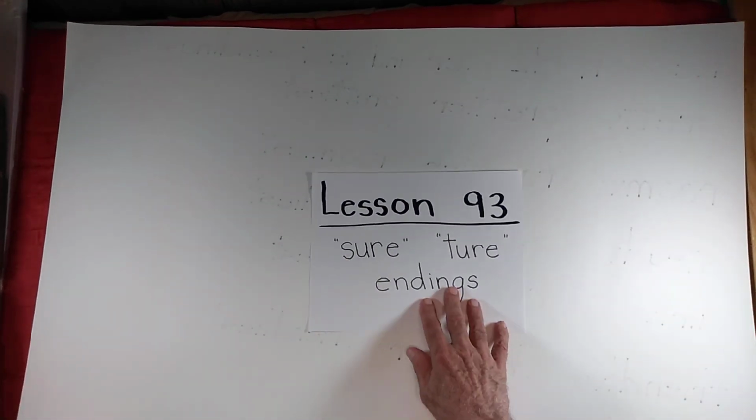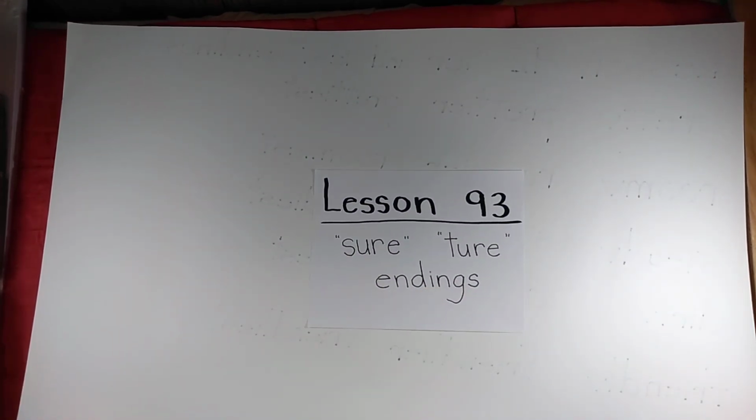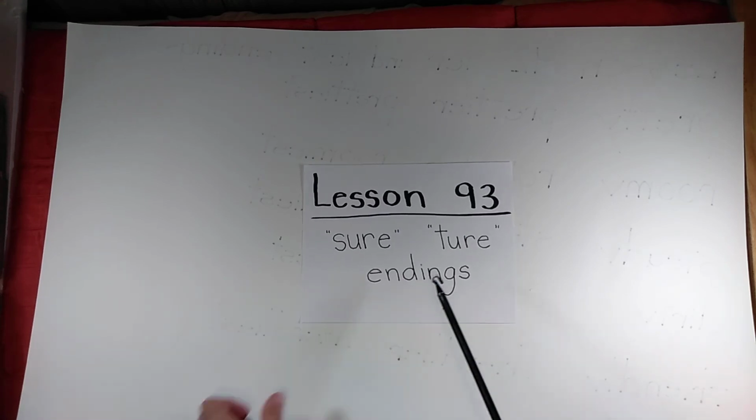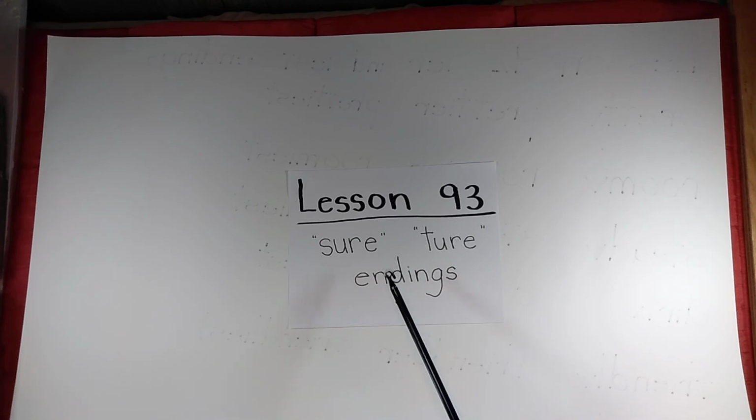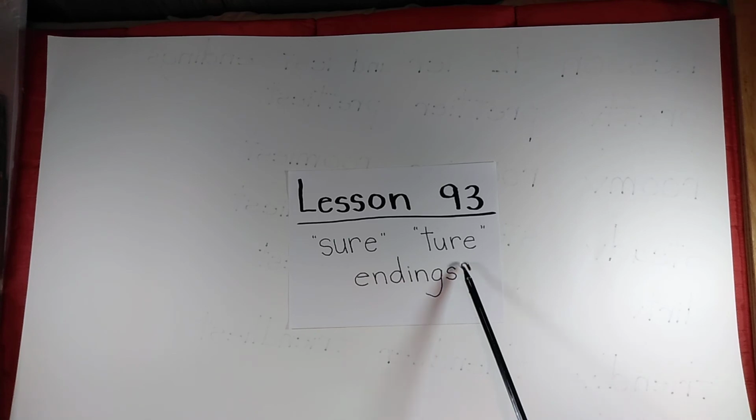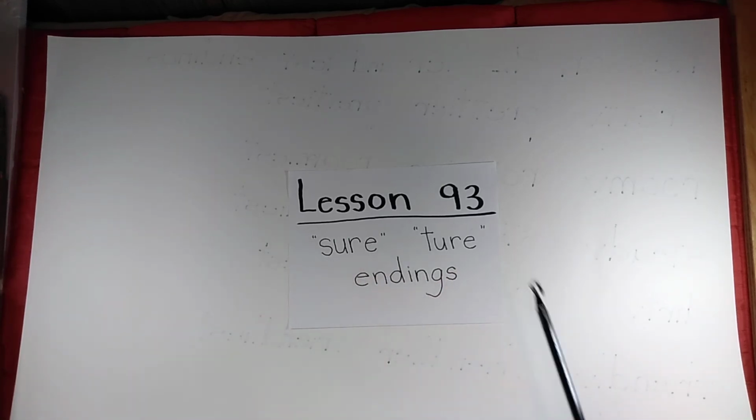Now, our next lesson is going to be on endings, S-U-R-E and T-U-R-E. And they're going to have sounds that are unexpected. And that's what we've been doing in a lot of these lessons recently. We've been looking at endings that are not pronounced the way we would think according to their spellings. So we'll be sure to find out how these are pronounced as endings in lesson 93. See you there.